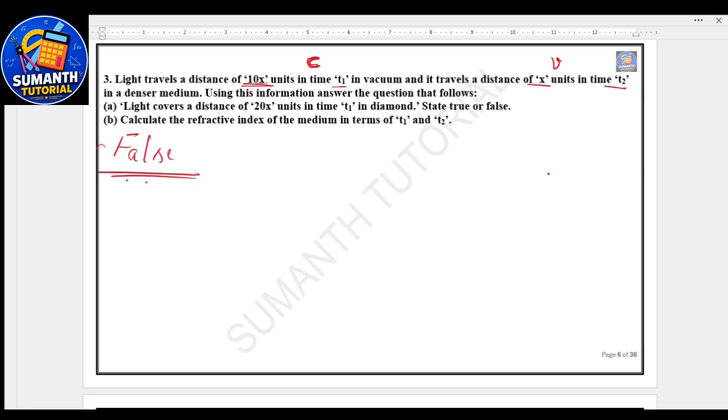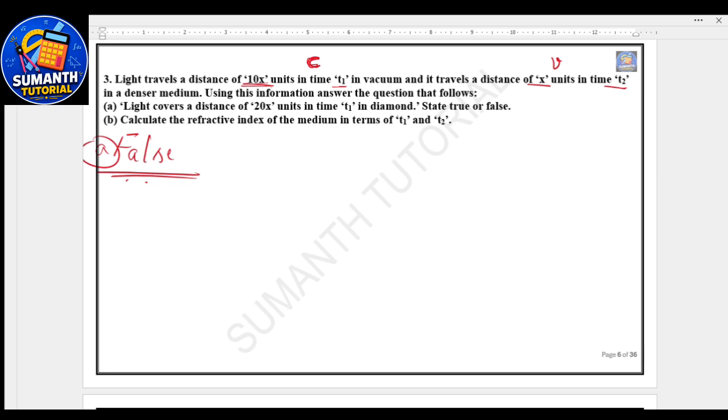See, answer for A is false. Why? Because the light travels a distance of 10x in vacuum and x in the time in any denser medium. X in any denser medium, then how does it become light covers a distance of 20x units in a time t1? Not at all possible. So it is false.